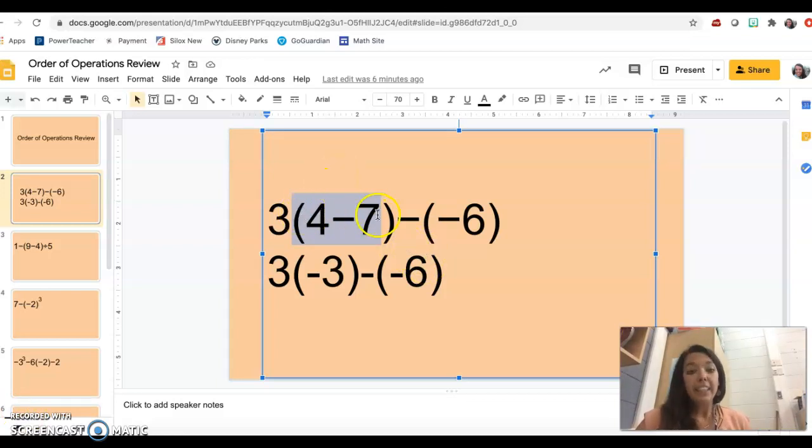So I did the first step, and then I just wrote the answer to that underneath it. And then you would do the next step, which would be to multiply. And then you can write the answer underneath that. And you can just type it, but I want to see your steps. That's the point of this whole order of operations thing, is the steps.